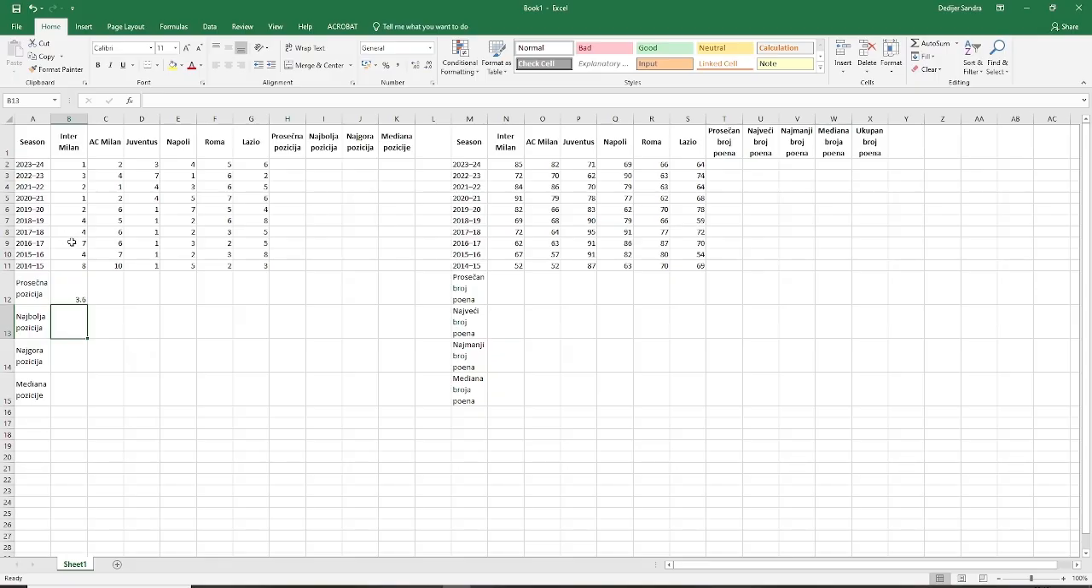We apply the formula to the remaining clubs by dragging. The best position of each team in the previous seasons we can calculate by using the formula equals min for Inter Milan from B2 to B11. By dragging, we apply the formula to calculate the best position for the other clubs.